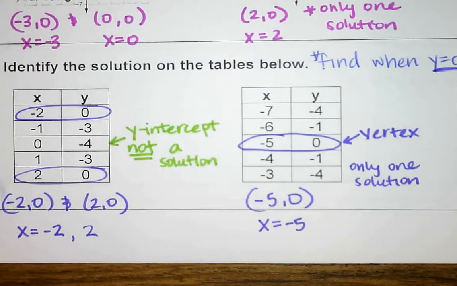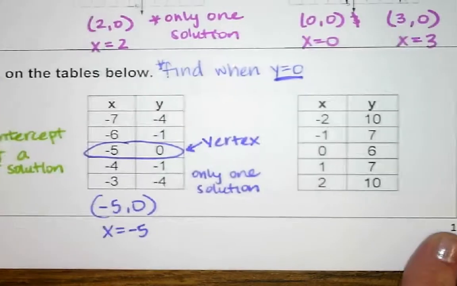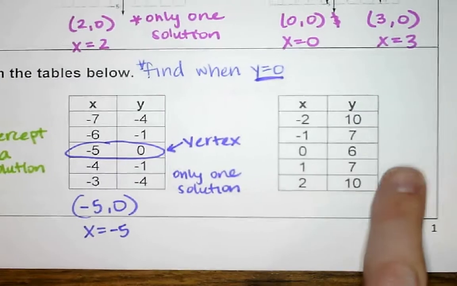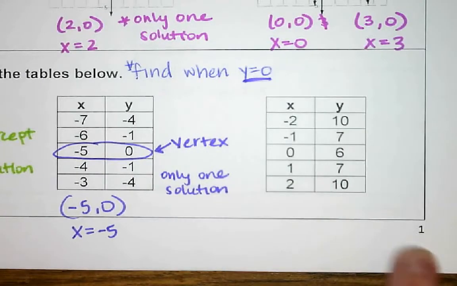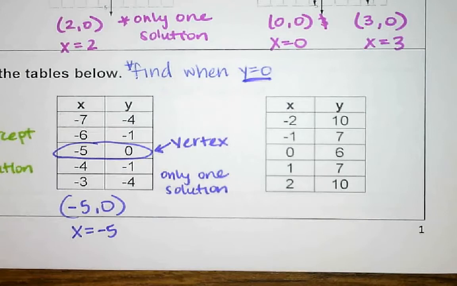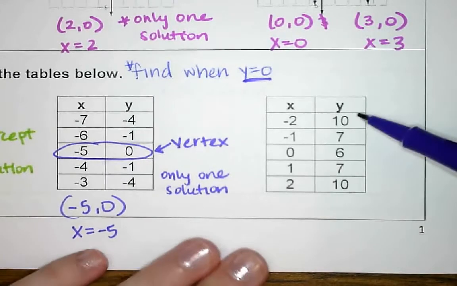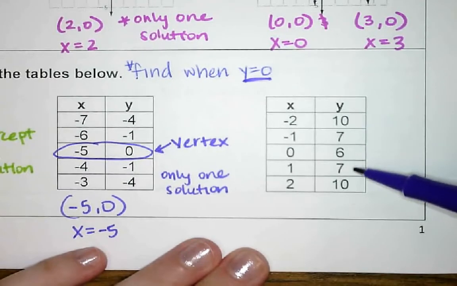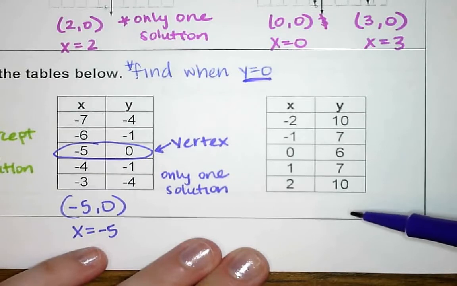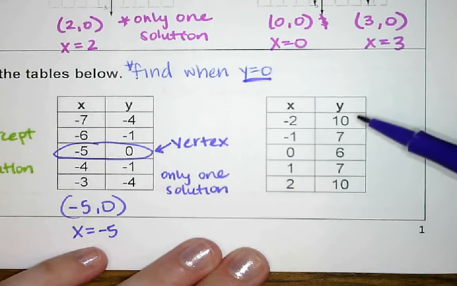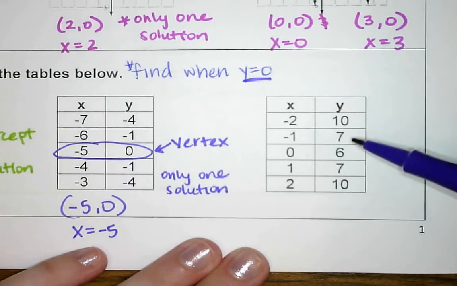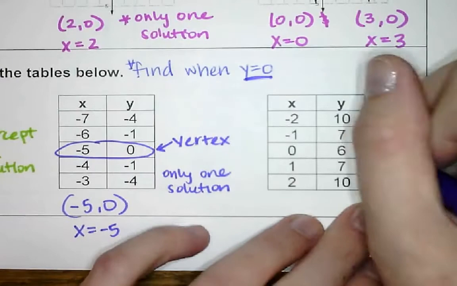All right, and last but certainly not least, let's look at this guy here. Where is my solution? When does y equal 0? Is y ever going to equal 0? Why not? Oh, because it goes down. Guys, this is our minimum value right here, right?